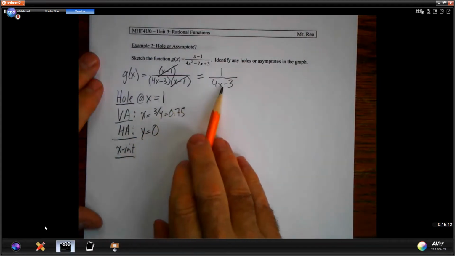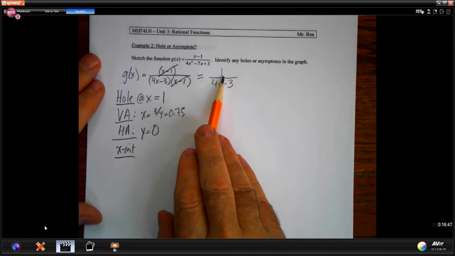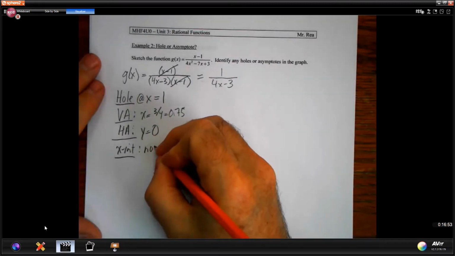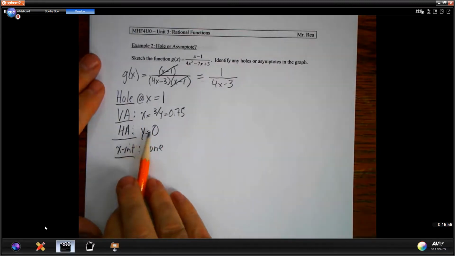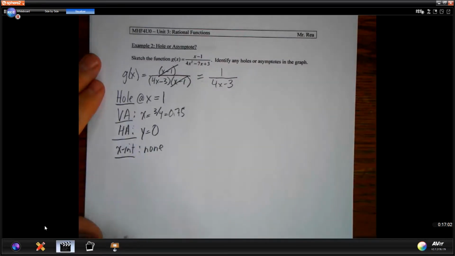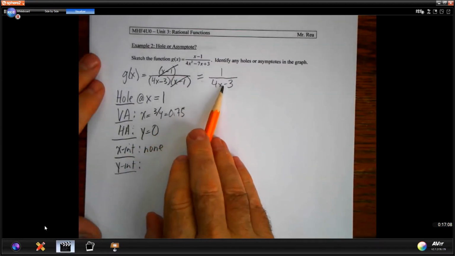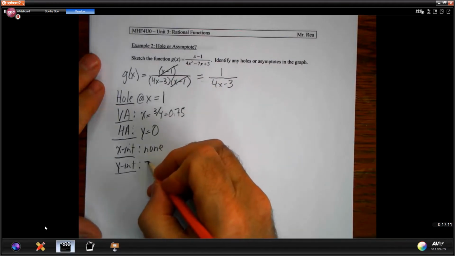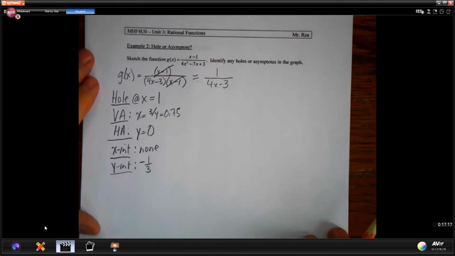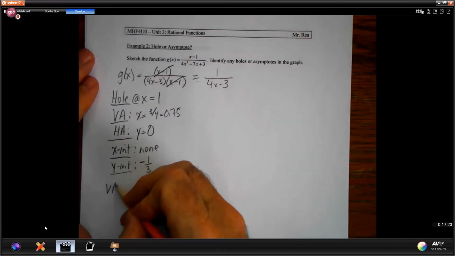So x-intercept, I'm setting y equals 0, which means I want the top to be 0 here, which it can never be. So there are none. And that kind of makes sense because the horizontal asymptote is the x-axis. So I wouldn't expect usually to have a point along there. And the y-intercept, if I set x to 0, I get 1 over -3 or -1/3. I'm not going to change that to a decimal because it doesn't convert exactly. So I'll leave it as -1/3 for my information list. Now I'm going to do the vertical asymptote behavior.